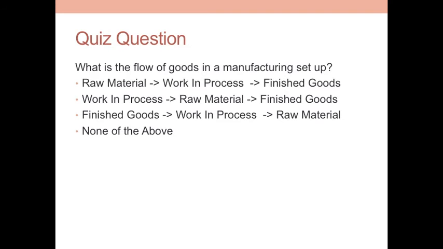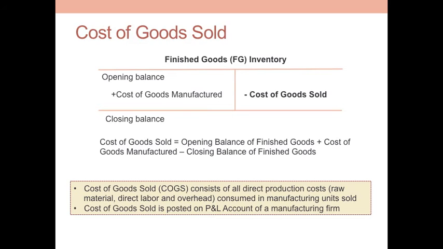Once a good is sold, it moves out of finished goods inventory and its associated cost is booked on the profit and loss account of the manufacturing company. This is known as cost of goods sold, and it consists of all direct production costs, including raw material, direct labor, and overhead consumed in manufacturing the units sold.